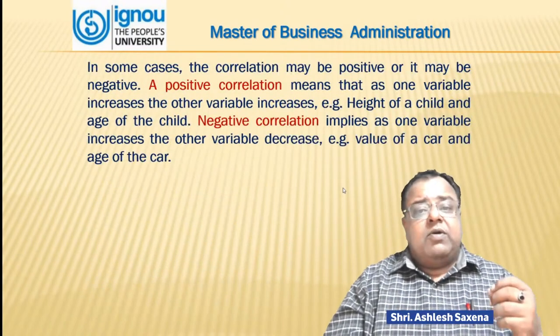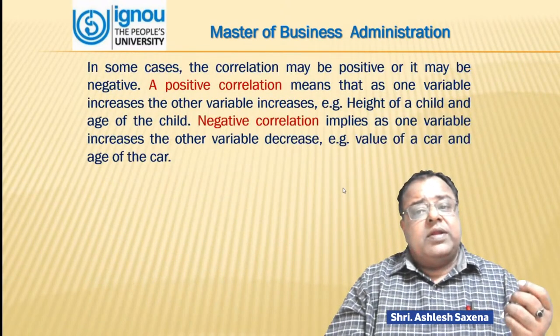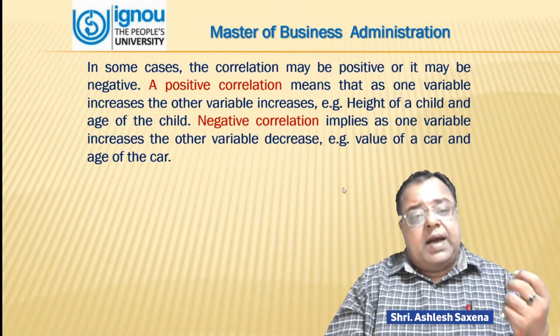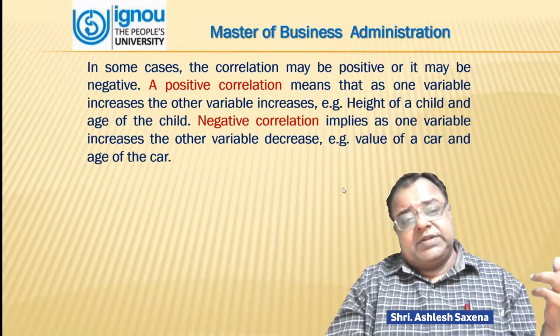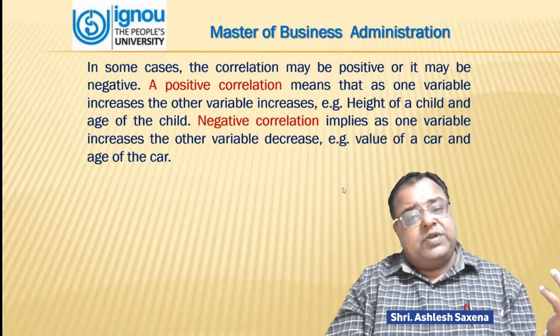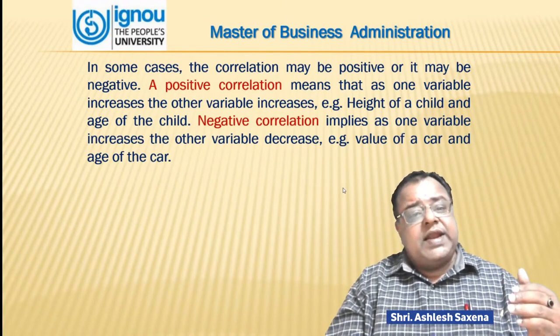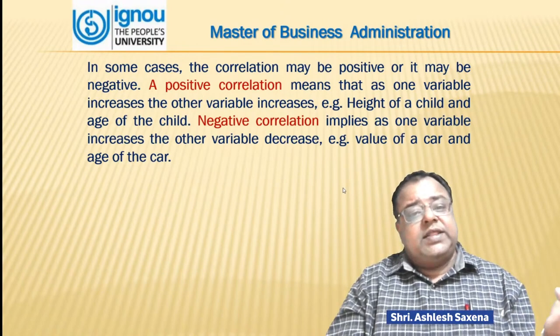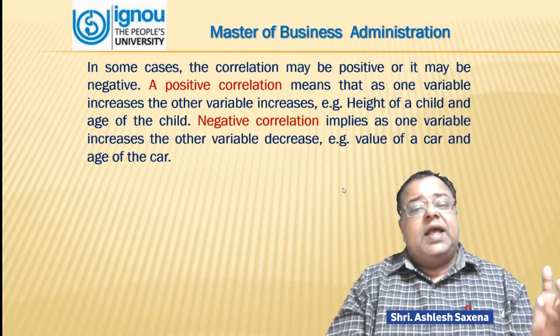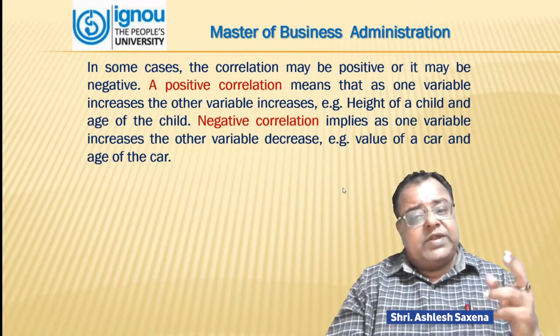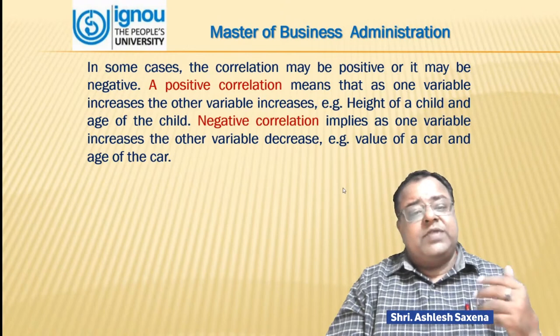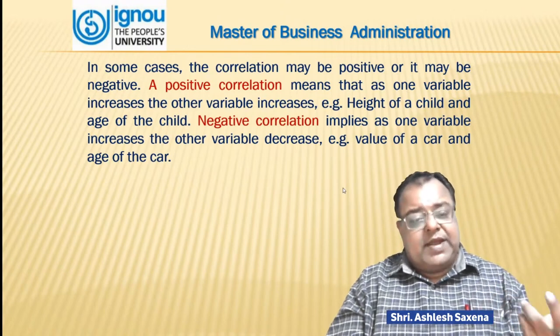In some cases, a correlation will be positive or it may be negative. A positive correlation means that as one variable increases, the other variable also increases. That is, the height of a child and the age of the child. They have a positive relation. On the other hand, negative relation implies that as one variable increases, the other variable decreases. For example, value of the car and age of the car. The depreciation is there.